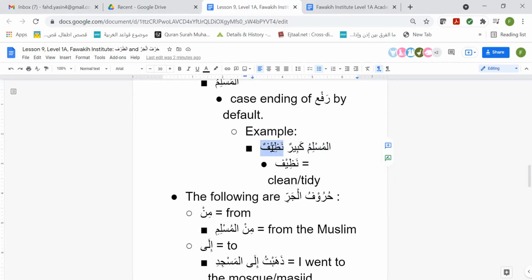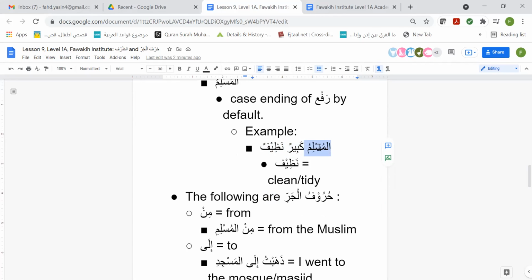Same with nadhif. Nadhif, as it turns out, is a sifa, an adjective. But also, there are 2 words coming before it. It just so happens that these 2 words are not the huruf al-jar. These 2 words are just other isms. They're isms, by the way, not harf. That's another indication. So that's how you know that these words are all in the state of rafa.